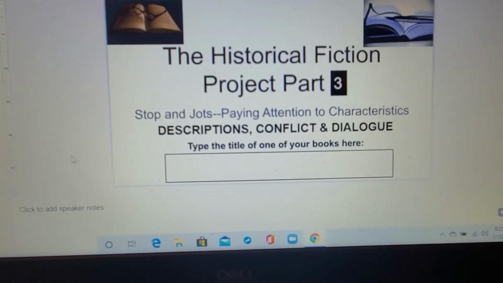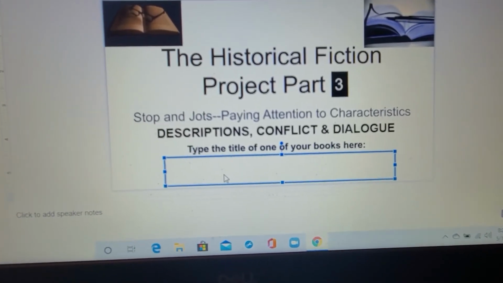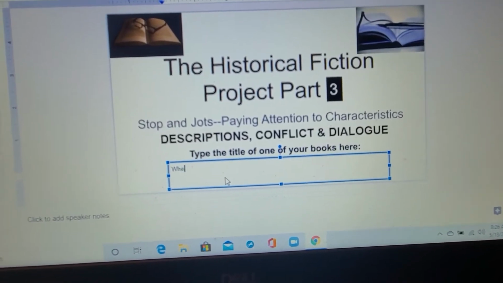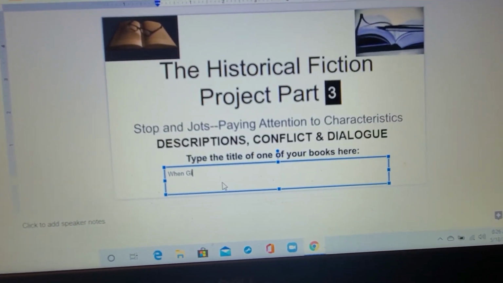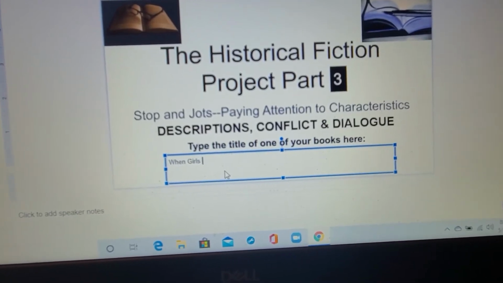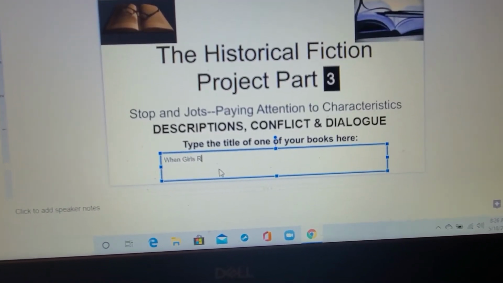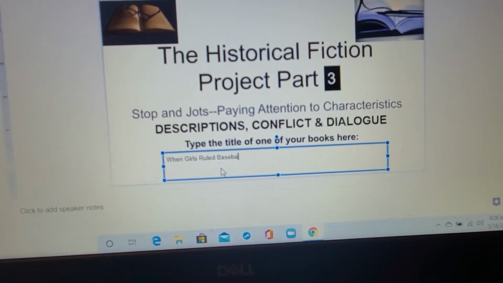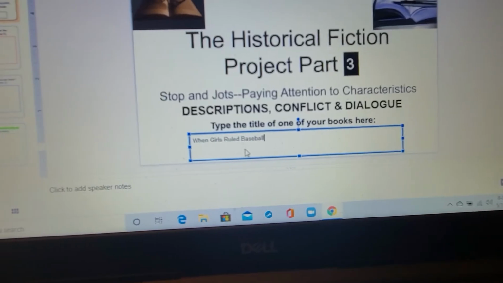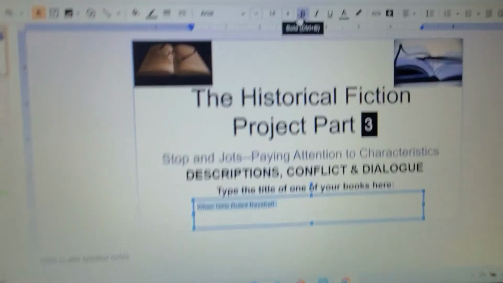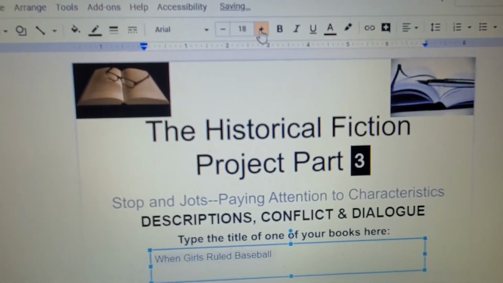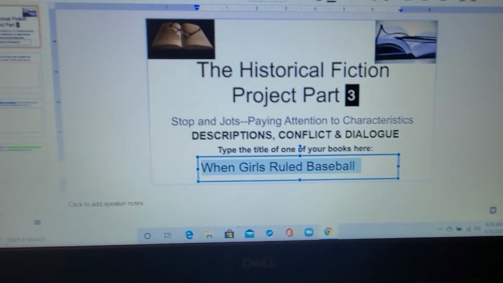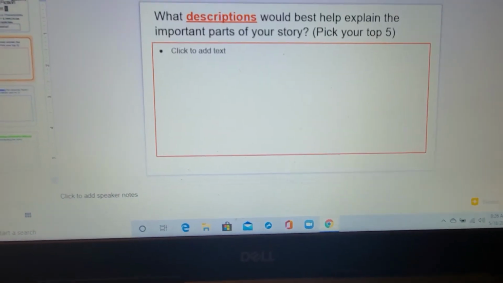So I'm going to use the story that we've been reading, When Girls Ruled Baseball. So I would type the title of my story or book here. And you can easily make this bigger by highlighting it and adjusting the size here. Perfect. So when I go back to my story, I want to think of descriptions, okay?